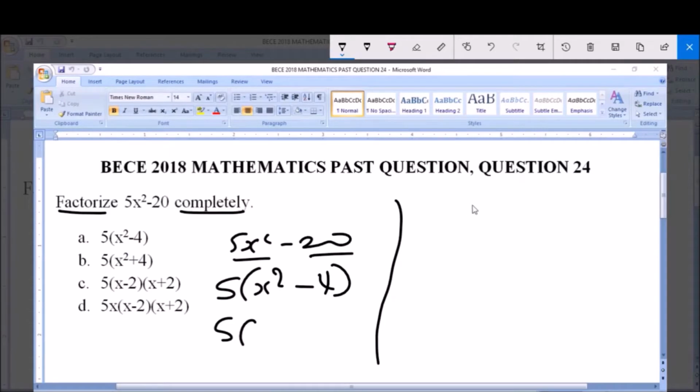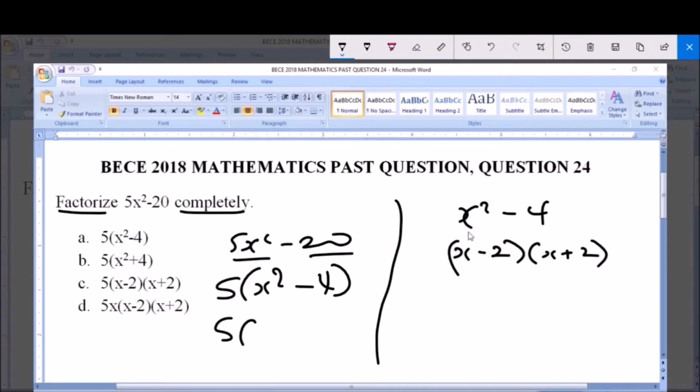Now let me come here and do the factorization of x squared minus 4. Like I said, x squared simply means the square of x, and 4 here is a perfect square of the number 2. To continue our factorization, we have to take note of the sign that is here. Remember, we have a negative sign here. So this is the same thing as saying x in brackets minus 2 close brackets, into another bracket x plus 2.